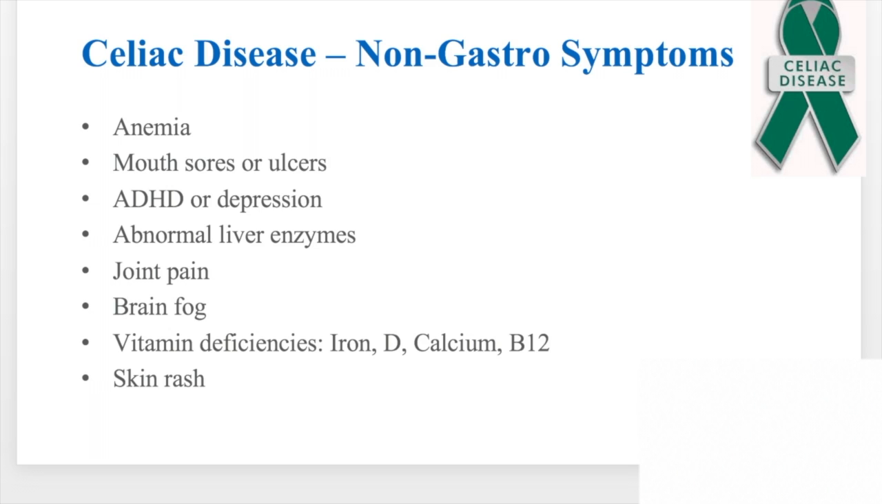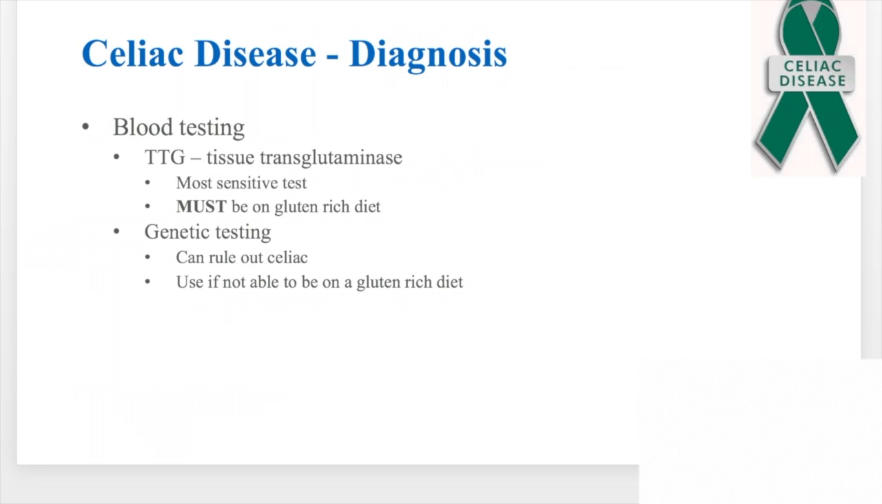There are a couple of ways that we can diagnose celiac disease. The simplest way is a very simple blood test called a TTG, or tissue transglutaminase. This is probably the most sensitive test for celiac disease. However, in order for this test to be positive, you have to be on a gluten-rich diet. If you're on a gluten-free diet and you try to do this test, it's going to come back falsely negative, meaning it may come back as you not having celiac even though you actually have the disease. You have to be on a gluten-rich diet to have a positive TTG.